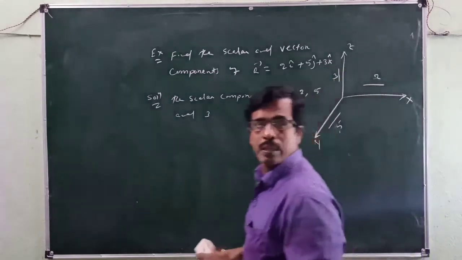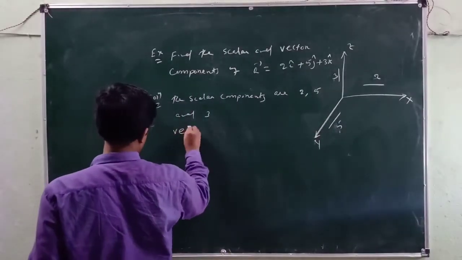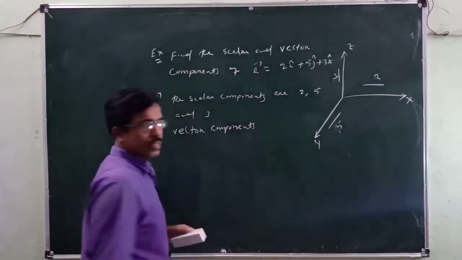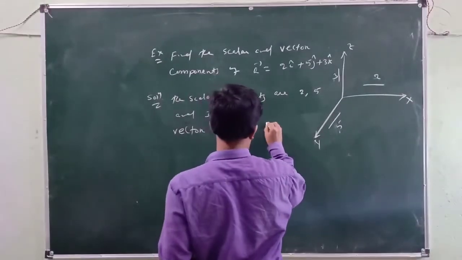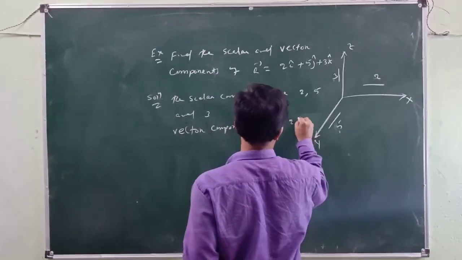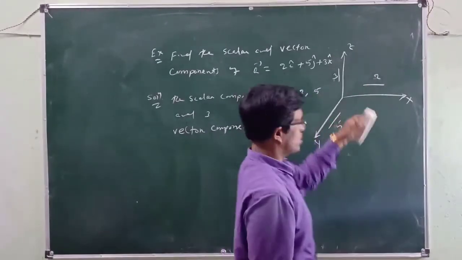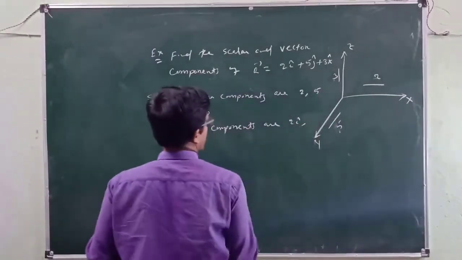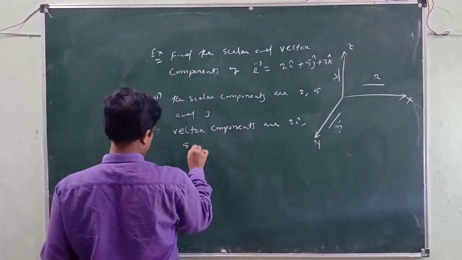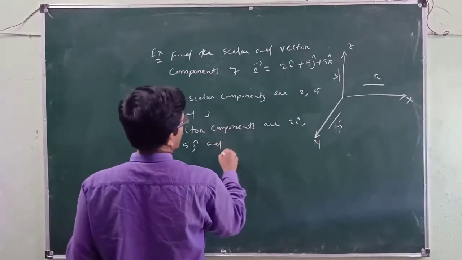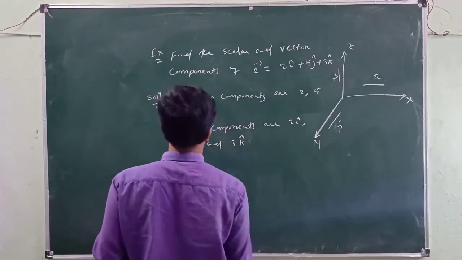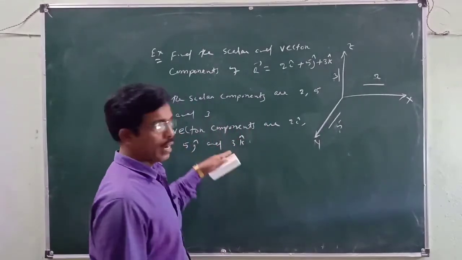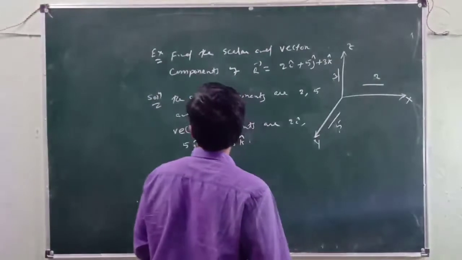So remember this table. Then its vector components are 2 I cap. That means in scalar components you multiply the direction, that means I cap. So it is the vector component. 2 I cap, then 5 j cap and 3 k cap along x axis, y axis and z axis respectively.